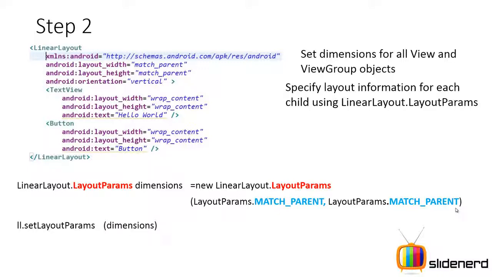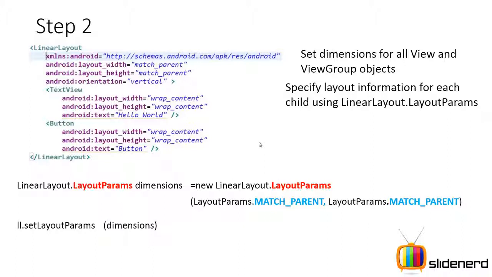Now remember, I have only defined the dimensions for the LinearLayout. You also need to define it for the TextView and the Button. So you probably can make another object, dimensions2, maybe dimensions3, or you can simply use the same dimensions, which is wrap content in both of them, right? And we can simply set them by saying the TextView t dot setLayoutParams and so on.